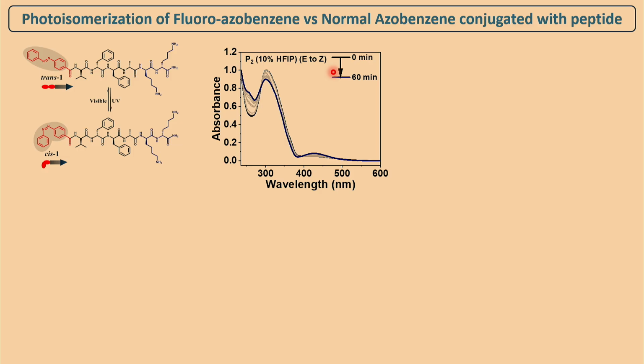Just to show you a couple of other examples of how the photoswitching happens over here. As I said, even if you put these peptides into it, you can see that the 3 to 300 band actually comes down when you do E to Z photoisomerization, and this n-pi* band goes up.